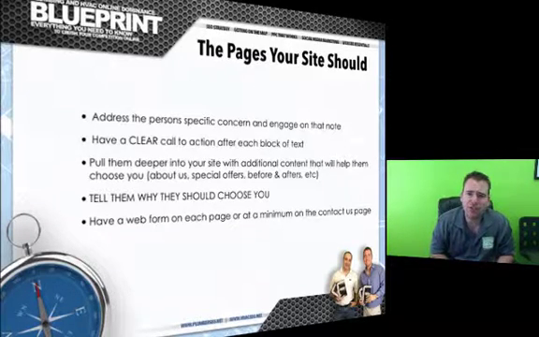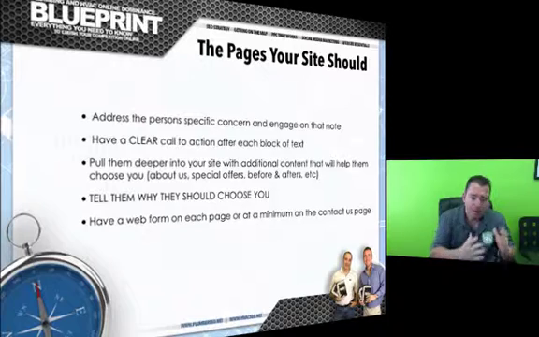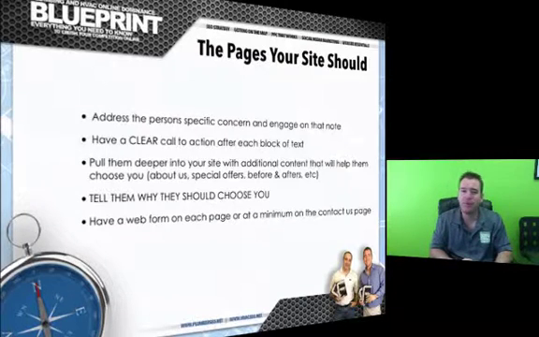Tell them why they should choose you. I talked about this in the message market media portion of the module. Make sure that you've got some compelling messaging about why they should pick your company over the competition. And of course, have a web form on each of the pages of your website, or a minimum of the Contact Us page, so that if they're not in the modality where they can pick up a phone, they can simply type in their name and email address and phone number and let you contact them.